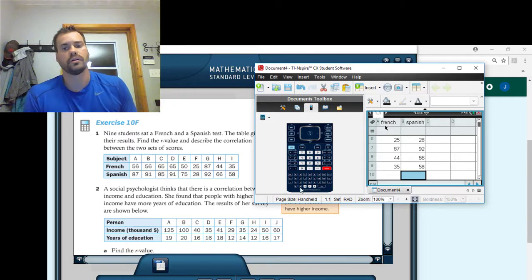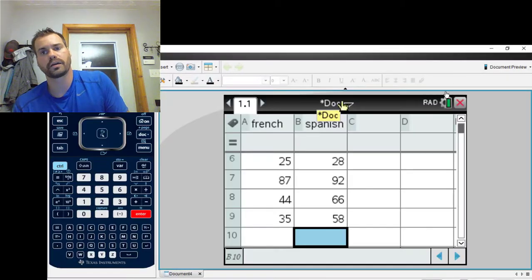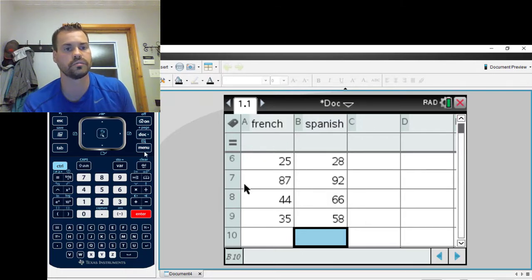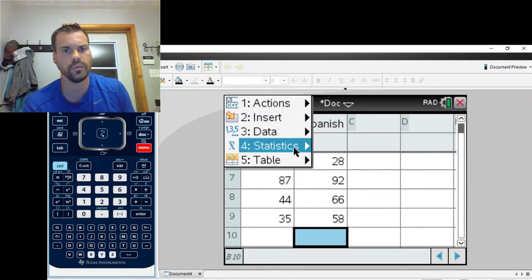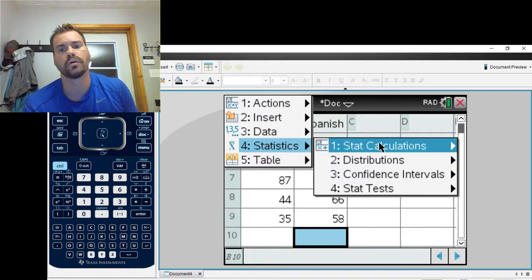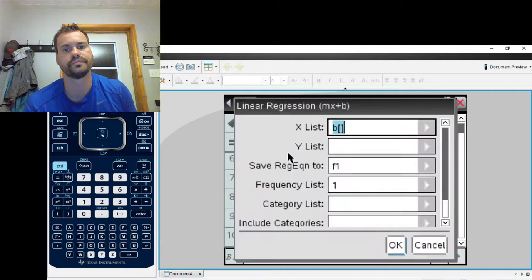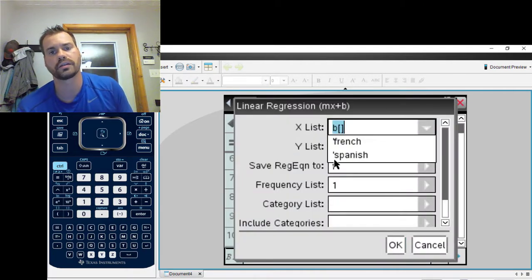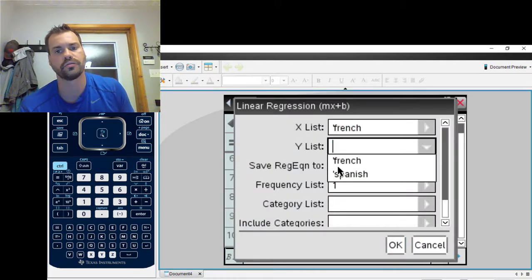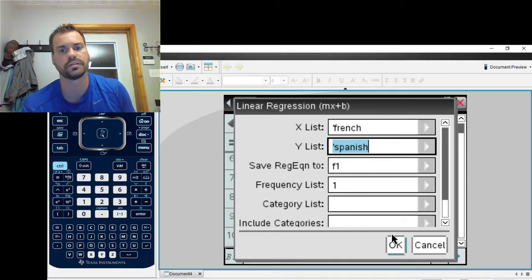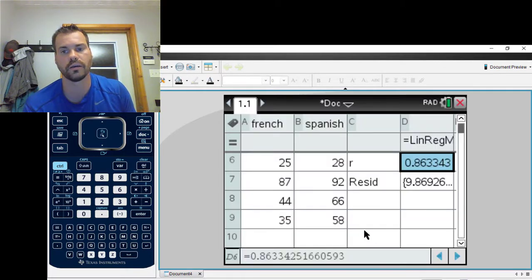All right, now once we have them in there, I'm going to just maximize my calculator so you can see what we're doing. But we're going to go to menu, we're going to go to statistics, and we're going to go to stat calculations here, and we're going to ask it to do a linear regression. And it's going to say, what's the X list? It doesn't really matter, but we're going to say French, and then the Y list is Spanish. And this says save regression equation to F1. What that's doing is, if we drew a graph of our data, this is saving it as a function so we can actually see it. Okay, we're going to hit OK.